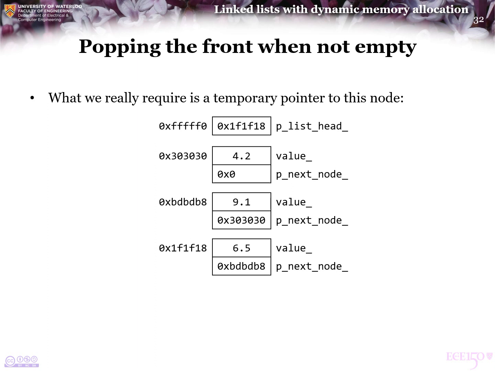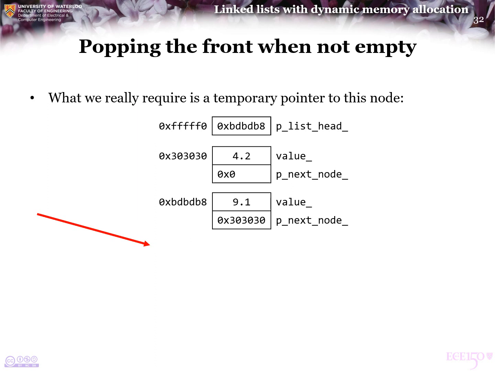Consequently, what we really want is a temporary pointer to the node we want to delete. If we have a temporary pointer to the node we want to delete, we can then update the list head member variable, and then as we have still the address of that first node, we can then delete that node.